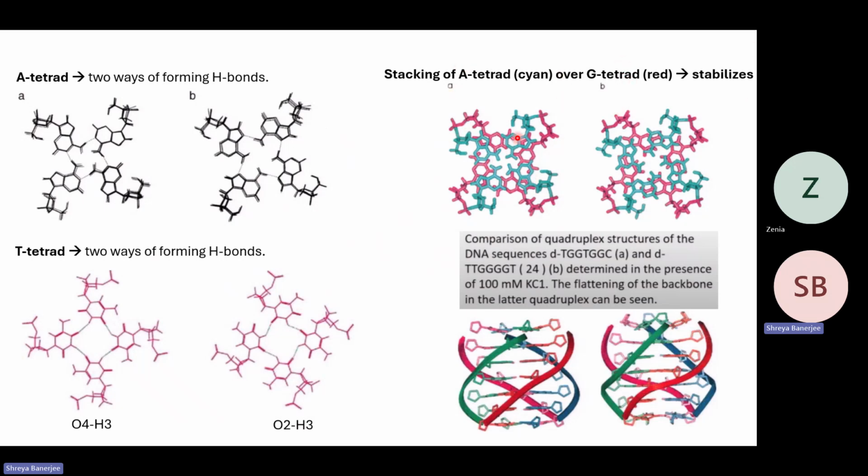So here the A tetrad is shown by the cyan color and the G tetrad is shown by the red color. So they are stabilizing each other and they can often be present in this kind of a heteromeric structure as well. These are much more complex NMRs. We don't need to go into the details of that. I'm just describing the different structures.